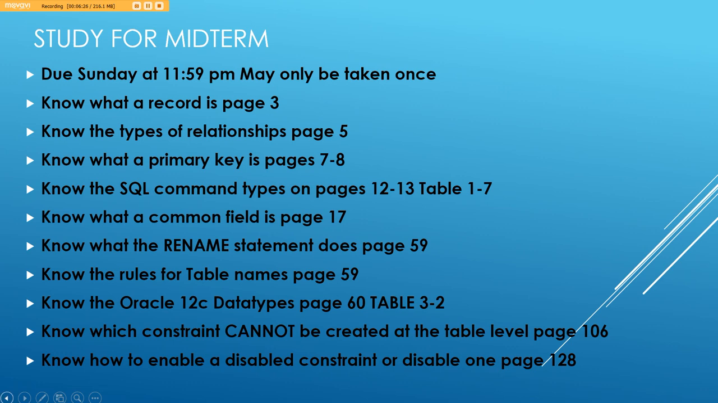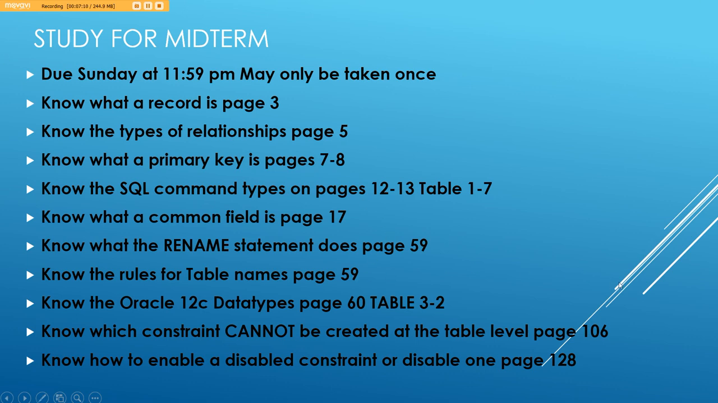Now, the midterm is due on Sunday and may only be taken once. To study for it: know what a record is, page 3. Know the types of relationships, page 5. Know what a primary key is, pages 7 through 8. Know the SQL command types on pages 12 through 13, tables 1-7. Know what a common field is, page 17. Know what a rename statement does, page 59. Know the rules for table names, page 59. Know the Oracle 12c data types, page 60, table 3.2.